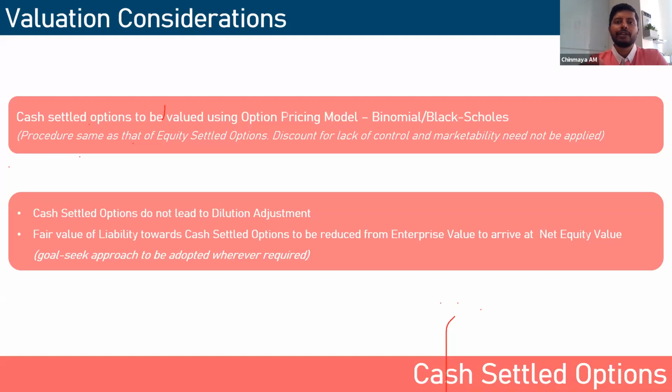But it will be very difficult to determine when they may be exercising. So if there are multiple options, maybe we need to make assumptions as to say 10% or 20% will get exercised in say year 2, year 3. Those kind of assumptions we need to make, and then take the net cash flow and then apply the value.